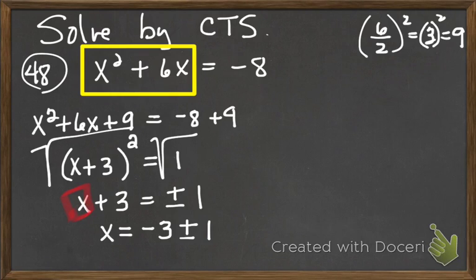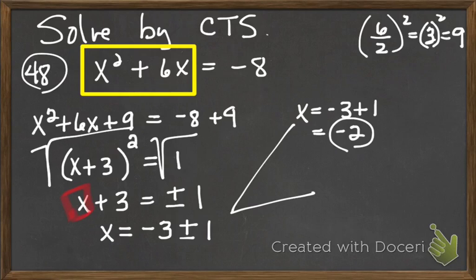Okay, you got to decide, do you leave it like that, or do you work it out and get two separate answers? You have to work it out, because negative 3 and 1 are like terms, and they can combine, so you have to keep combining if you can. So one answer is going to be negative 3 plus 1, which is going to give you negative 2, and the other answer is negative 3 minus 1, which is going to give you negative 4.